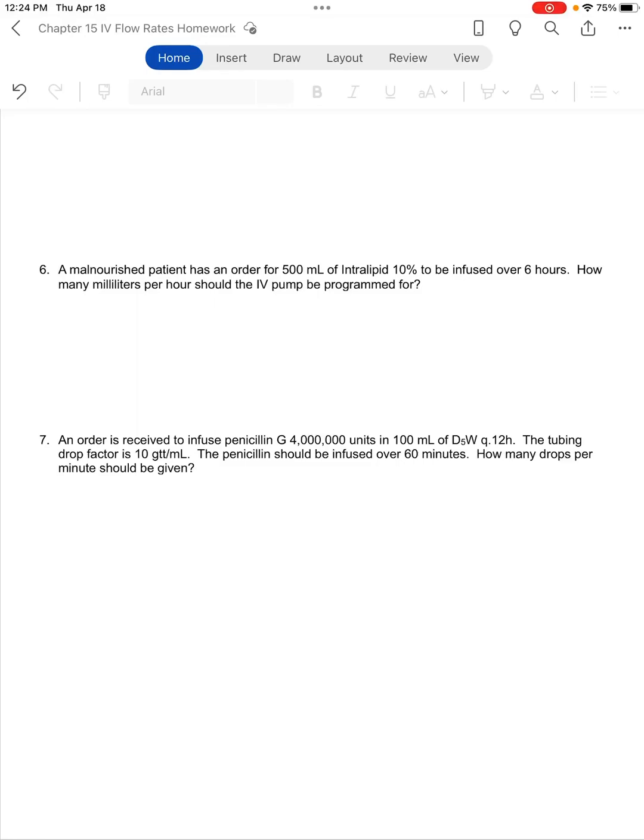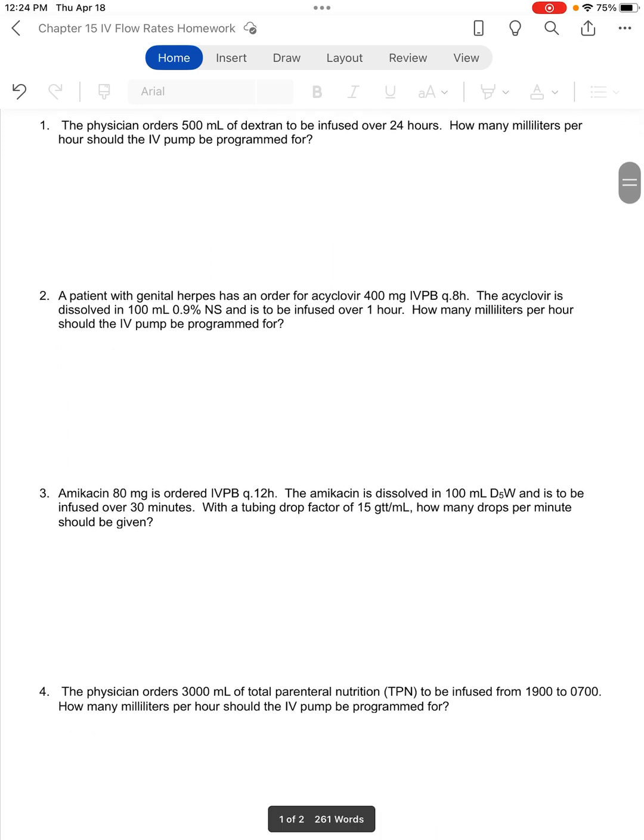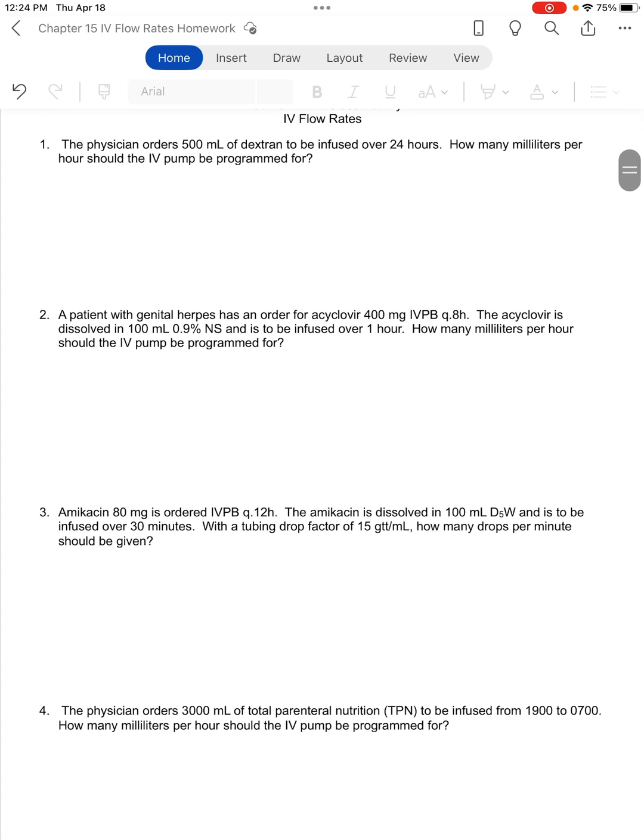Okay, today we're going to look at IV flow rates. And I'm using a worksheet that I use in class. So looking at it, we're calculating the infusion flow rates or the IV flow rates. Some of them would be through an IV pump. Some of them may be manually with a drop factor.